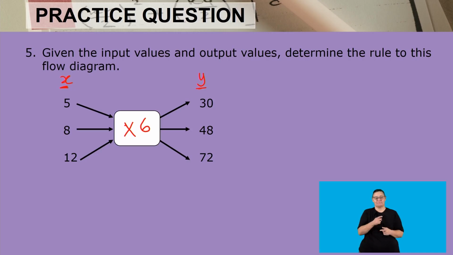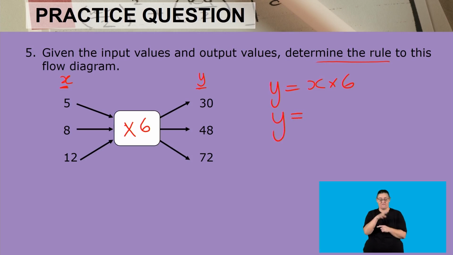So there is the rule. And if we wanted to represent this rule in an algebraic form, we would just say that the input value is multiplied by 6, which means that our equation or formula is going to be y equals 6x.